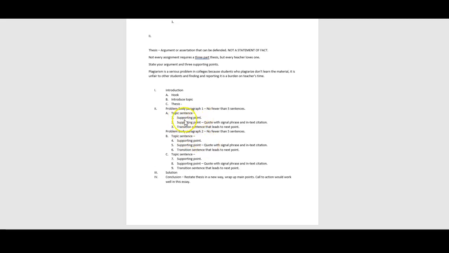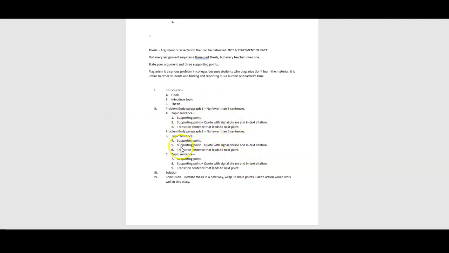So when you're writing the actual paper, you're going to want a transition sentence. I suggest that you use at least a quote or a cited paraphrase, at least one in each supporting paragraph. Put them right in here. You want short quotes.